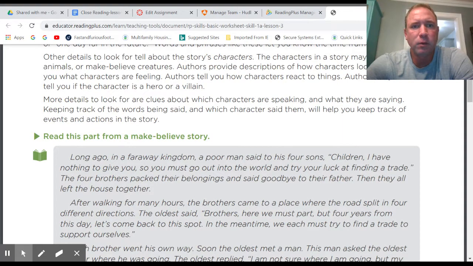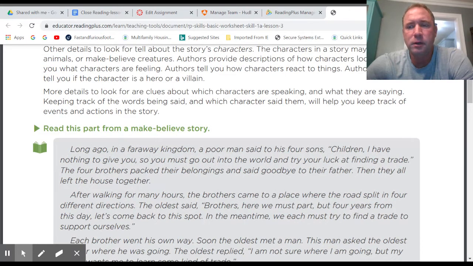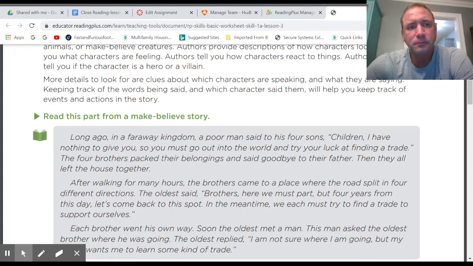Other details to look for tell about the story's characters. The characters in a story may be people, animals, or make-believe creatures. Authors provide descriptions of how characters look. Authors tell you what characters are feeling. Authors tell you how characters react to things. Authors may even tell you if the character is a hero or a villain.